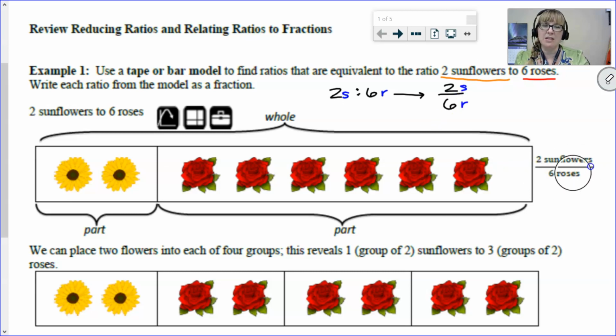You can also see that it is written here, 2 sunflowers for 6 roses. They actually wrote it all the way out. I will not write it out. I am lazy, so I will use abbreviations like S and R.